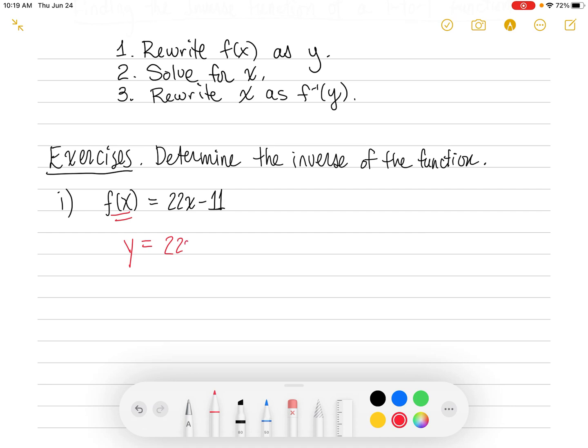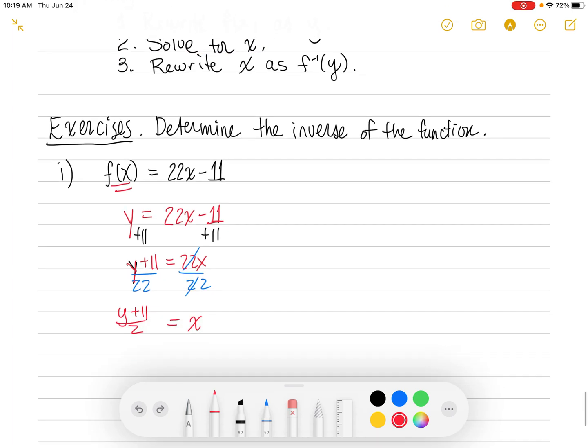So the first thing I'm going to do, step one, I'm going to rewrite this f of x here as y. So I got y equals 22x minus 11. So we know that's a line. Now, if I wanted to solve for x, I would have to get x by itself, right? So I'd have to add 11 to each side. I get y plus 11 equals 22x. And then I divide both sides here by 22. So I'd end up with x is equal to y plus 11 over 22.